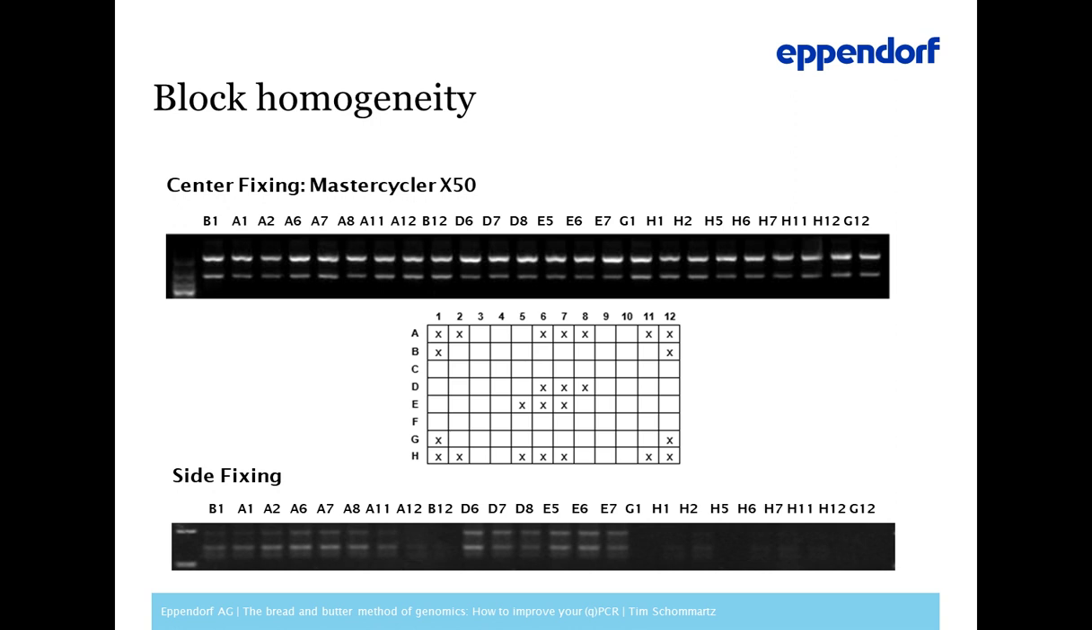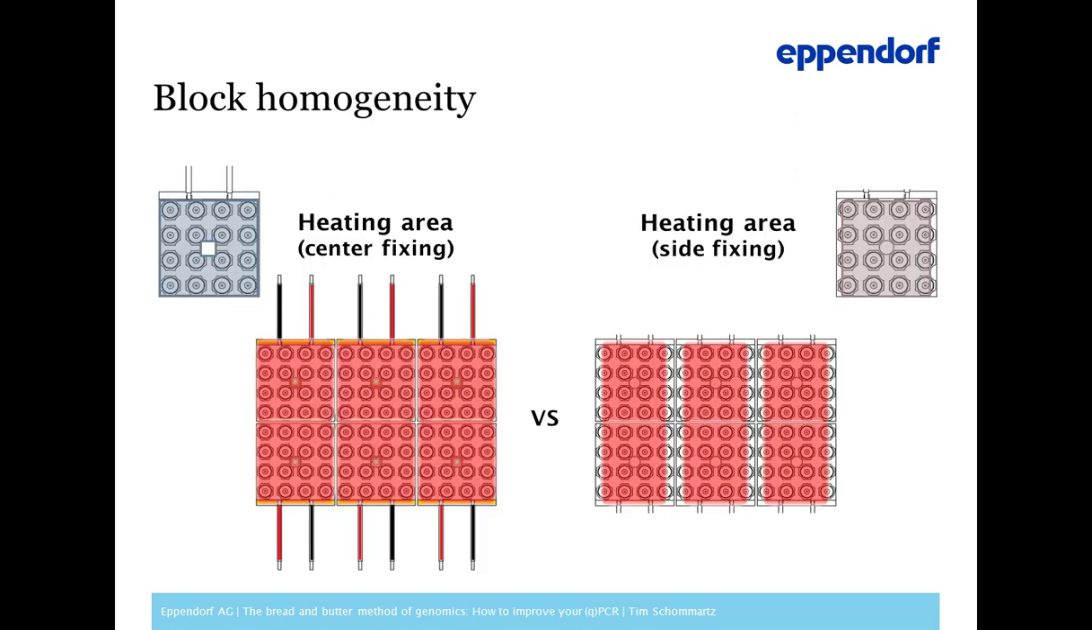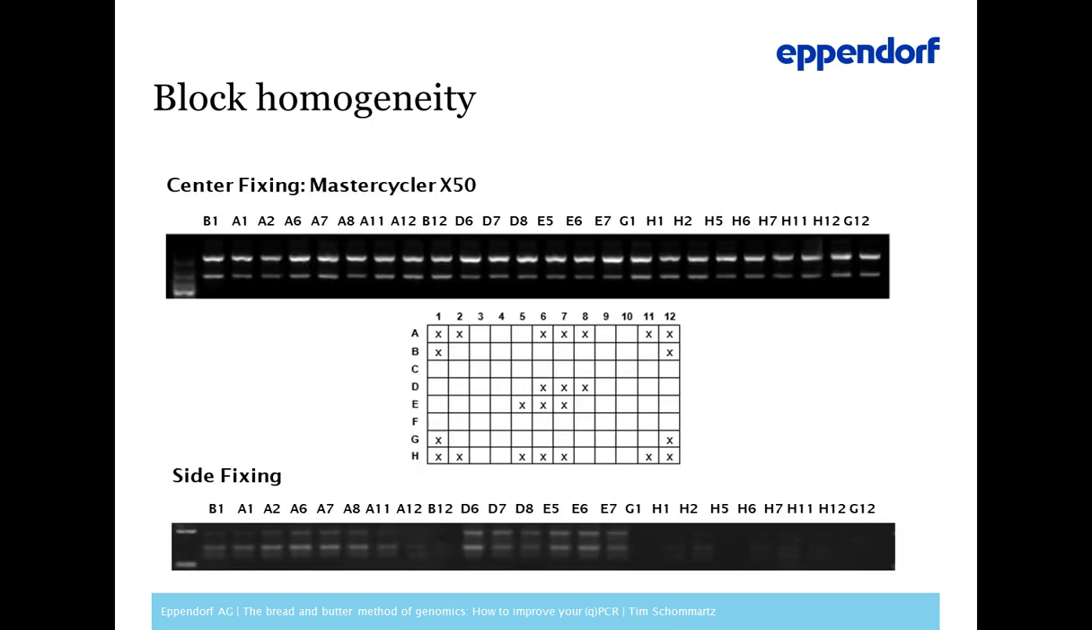What does it mean if we have a center fixed or side fixed element? On top you see the center fixed elements. Due to the center fixing, there is only a very teeny tiny spot in the very center of each of those elements where you don't have a perfect temperature homogeneity. That means, in consequence, that all of your samples running on that cycler, no matter if they are in the center of the block or at the edge, you will always get the same result because you will always get the exact temperature that you set.